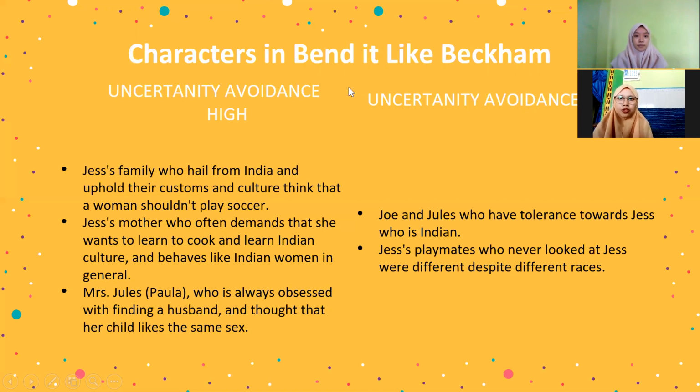Jess's mother, or Paula, is always obsessed with finding a husband and thought that Jules likes the same sex. Uncertainty avoidance low: Joe and Jules have tolerance toward Jess, who is Indian. Jess's playmates never look at Jess as different despite different races.